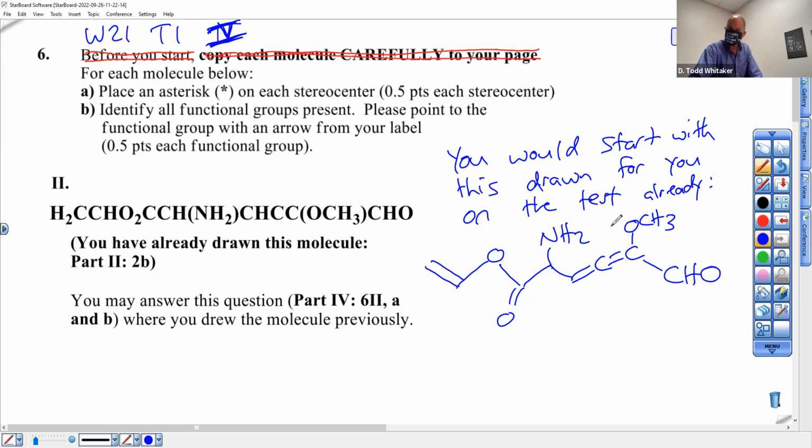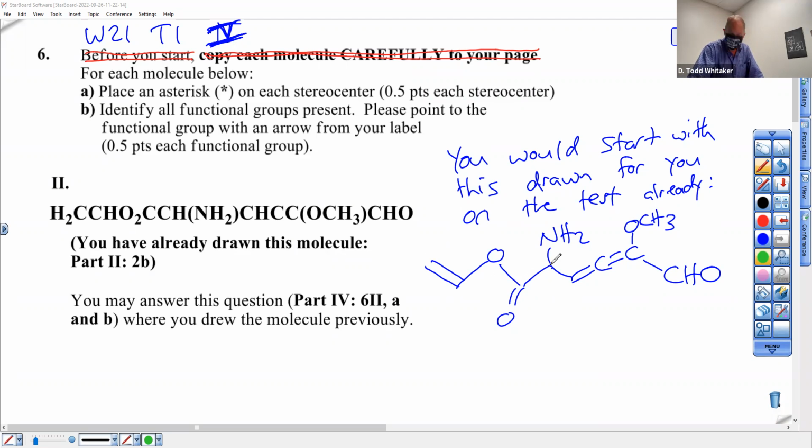So from this picture, ignore this. We're supposed to place an asterisk on each stereo center. And there's only one stereo center. Remember, you can't have an sp2 carbon be a stereo center ever. It's only got three things attached to it. You need four different groups to be a stereo center. Same story here. Same story here. Oxygen, come on. It's only got one thing attached to it.